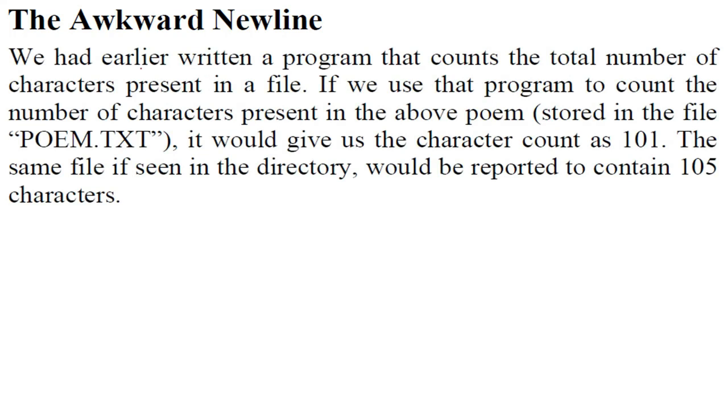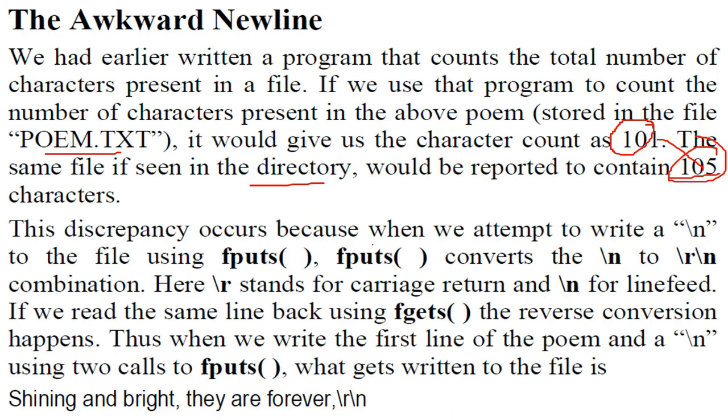And there is something when we are dealing with files and we are reading and writing. Assume that we wrote a program that counts the total number of characters present in that file. So if you use the program to count the number of characters present in, say, some poem.txt, an imaginary file, and we count it to be 101, but if you go to the directory, it shows 105 characters. Why are these 4 characters more? There is a discrepancy. That is the awkward newline.